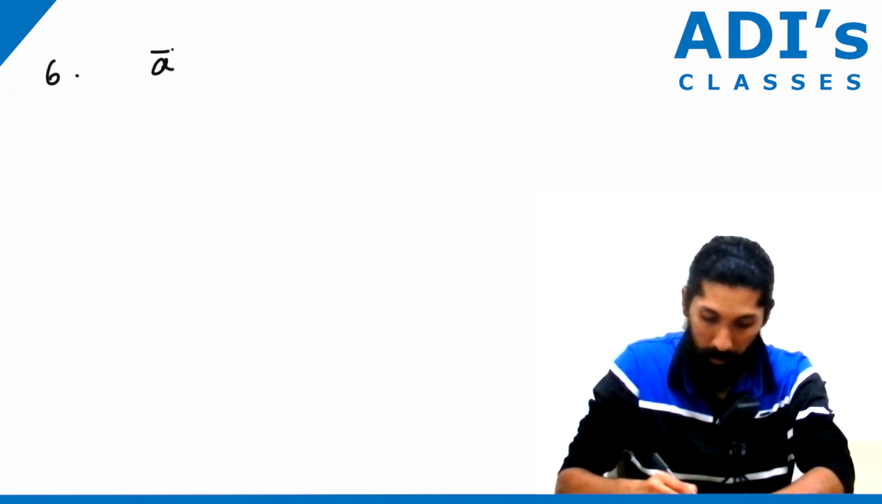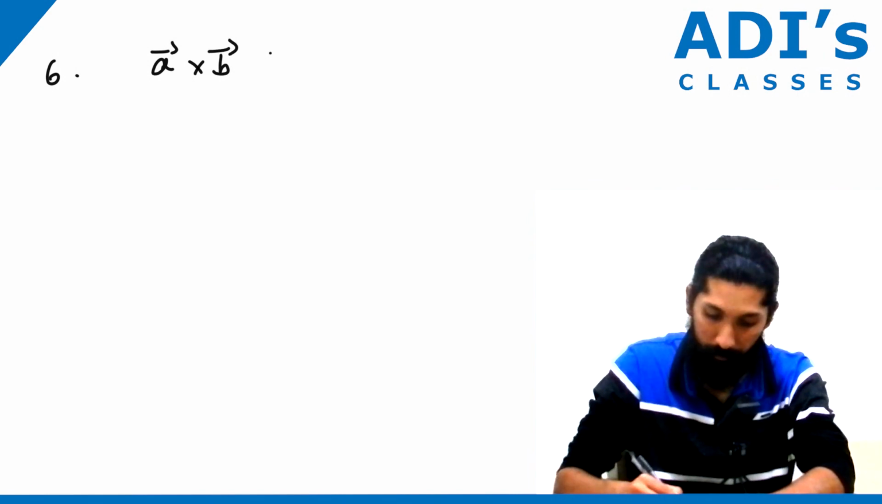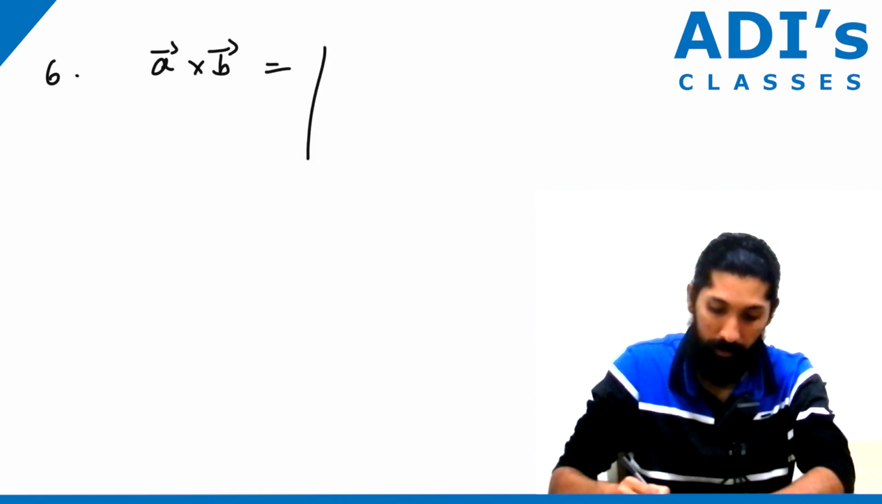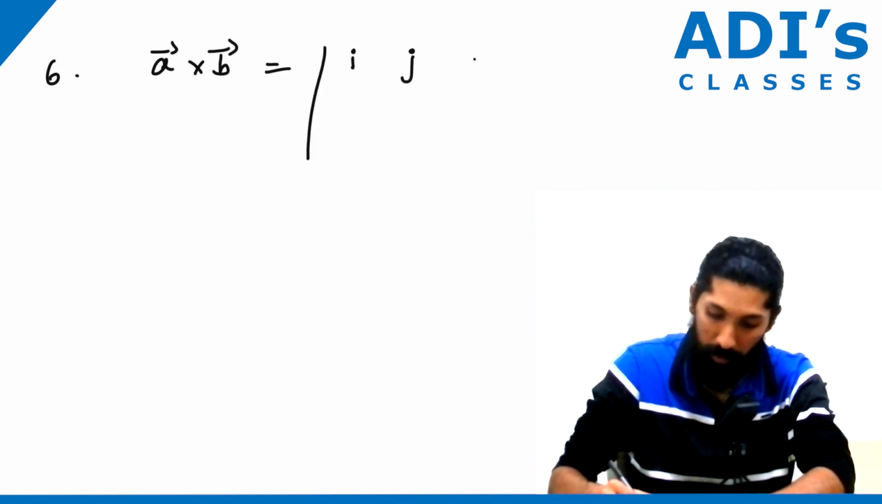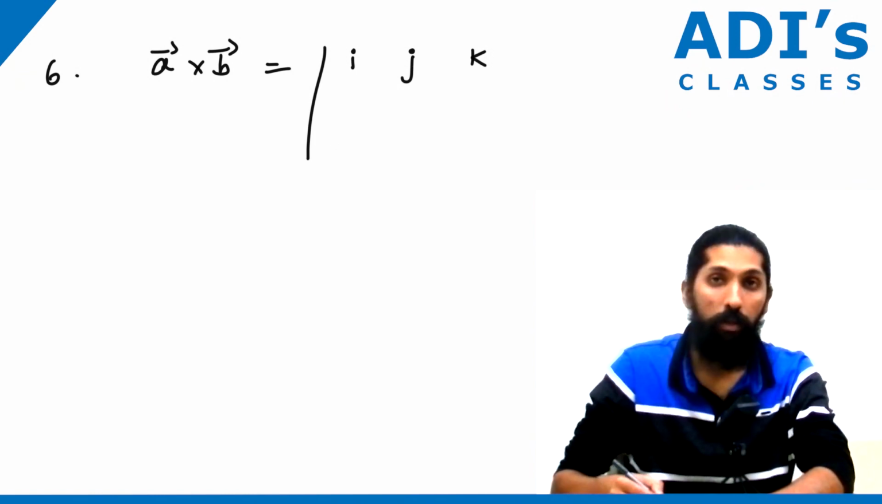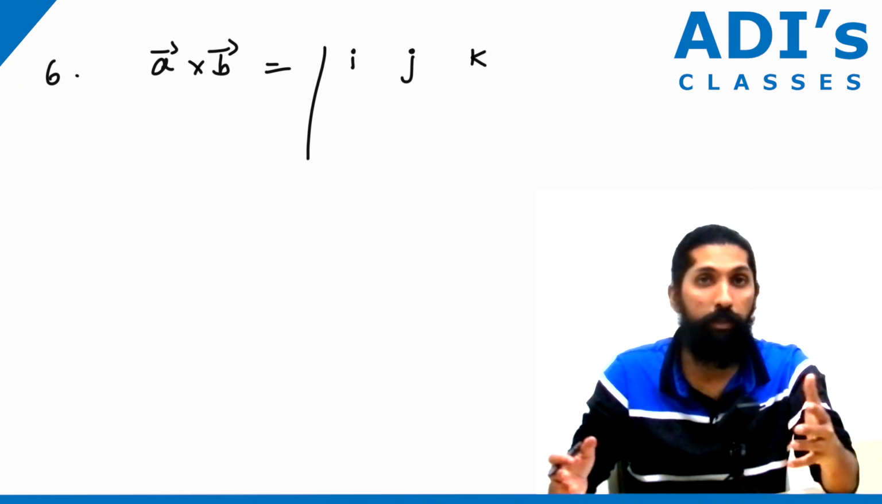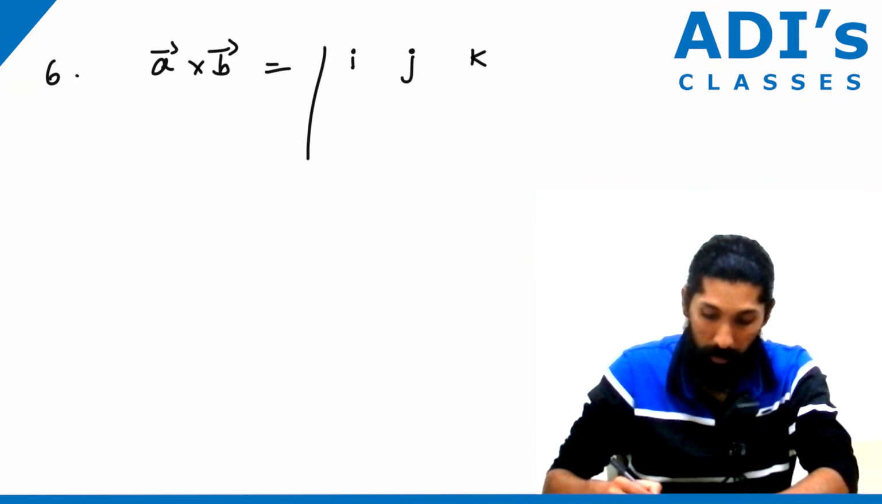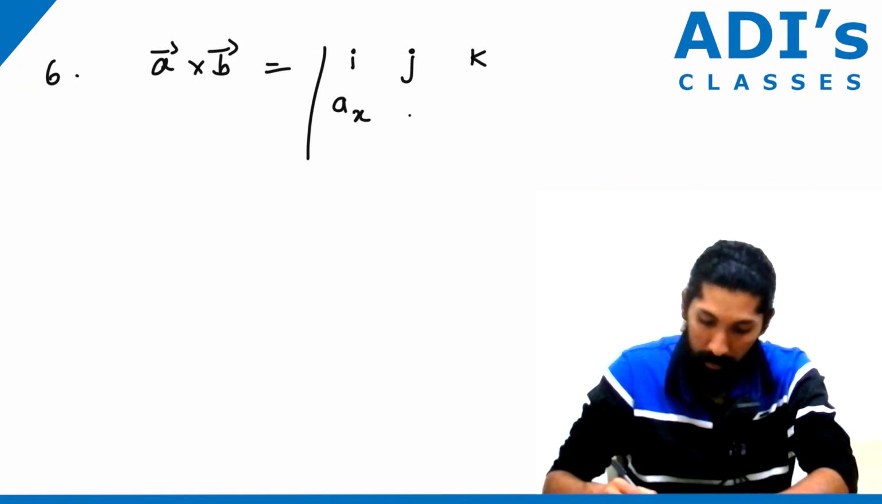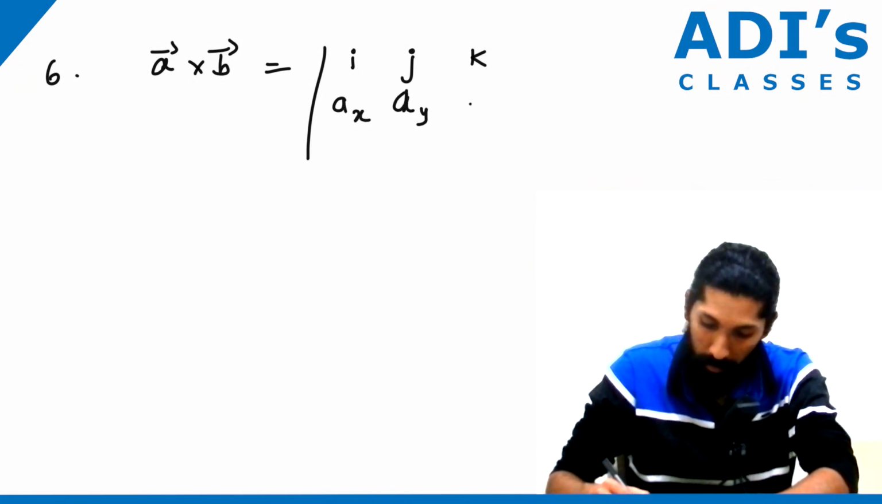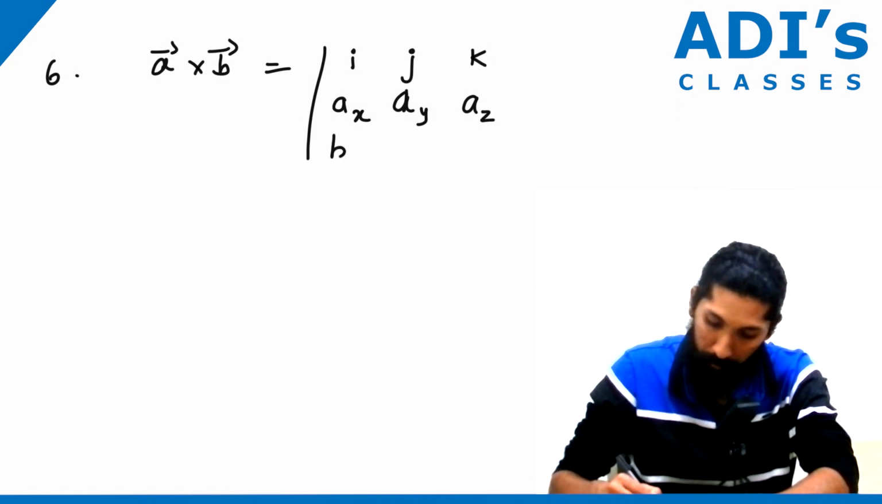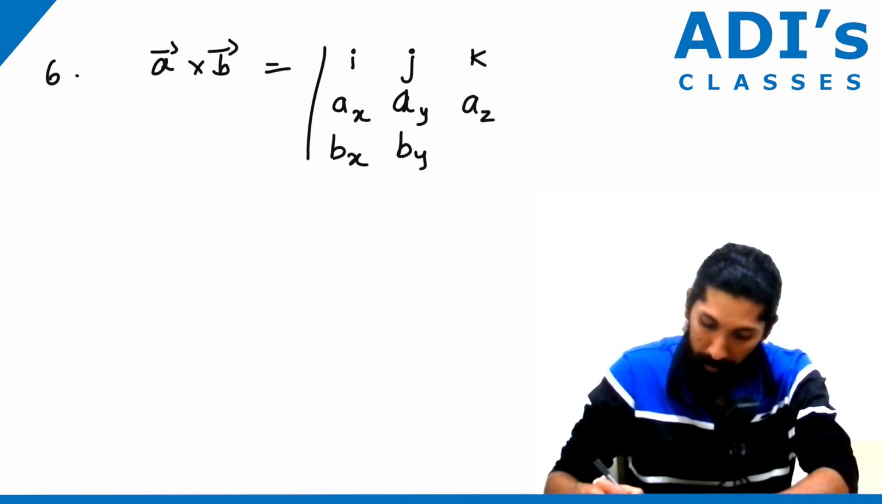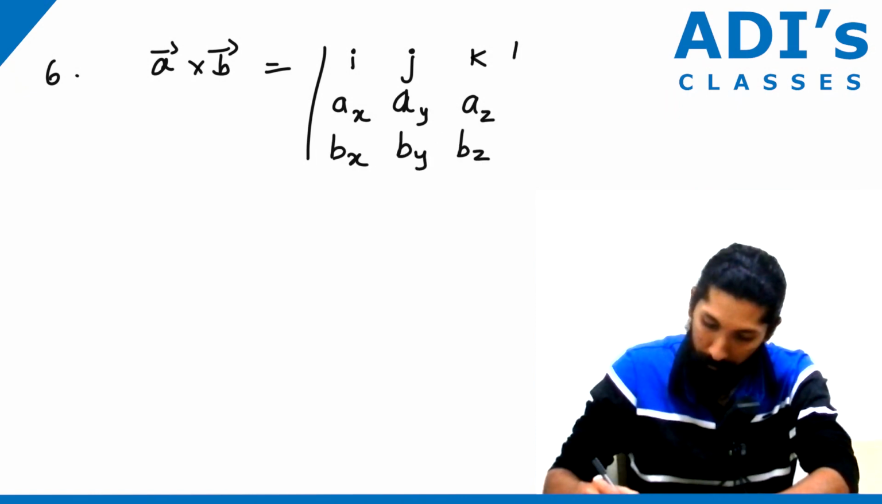Now in this case, vector A cross vector B, this becomes, take the determinant I, J, K. Now vector A can be split into its components, correct? So let's call this as AX, AY, AZ, BX, BY, BZ.